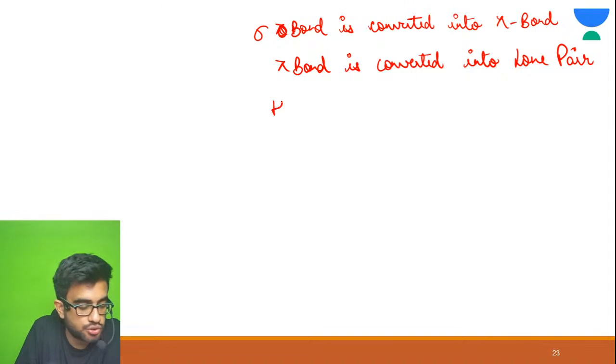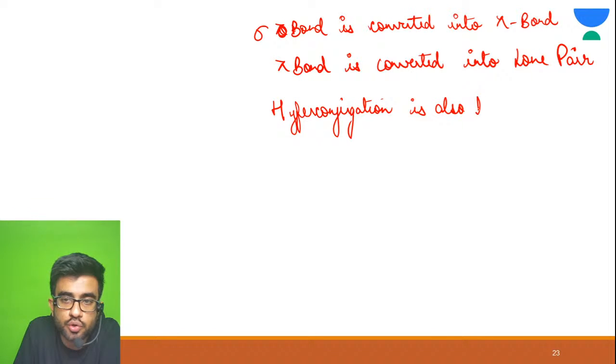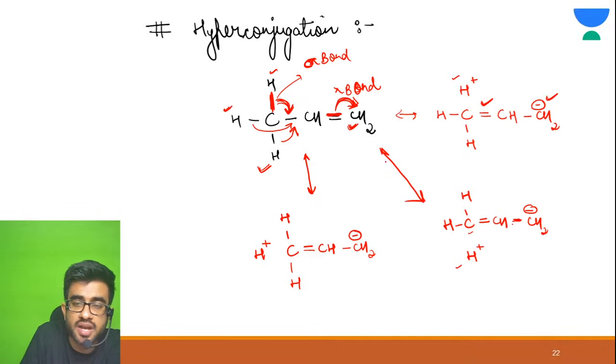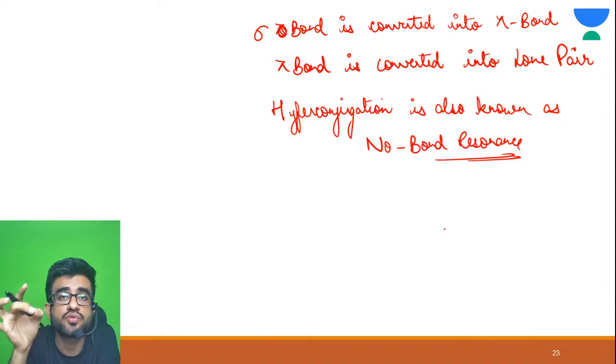Now hyperconjugation is also known as no bond resonance. All right, why? Because there are structures in which there is no bond between this carbon and this hydrogen, no bond between this carbon and this hydrogen. So these are known as no bond resonance. Hyperconjugation is also known as no bond resonance.